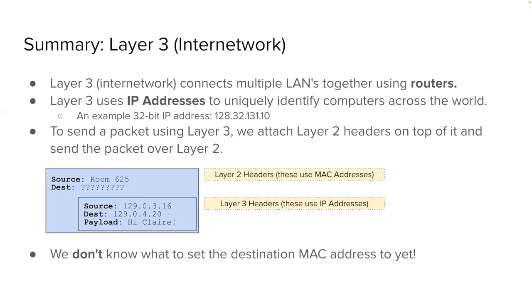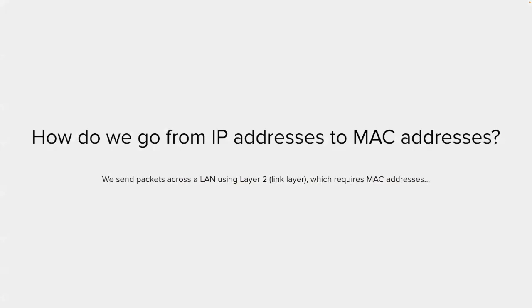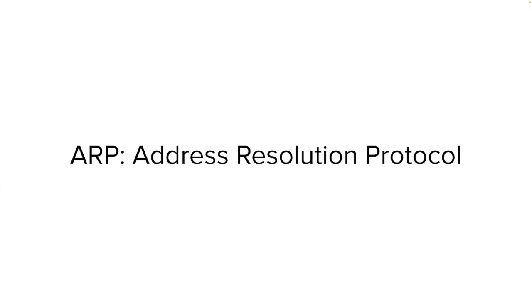So layer 2 is the header that contains the MAC address, and layer 3 is the header that contains the IP address. Now the missing part is that we don't know what to set for the destination MAC address in this packet from Nick to Claire. And this is basically solved by a protocol called Address Resolution Protocol, or ARP.